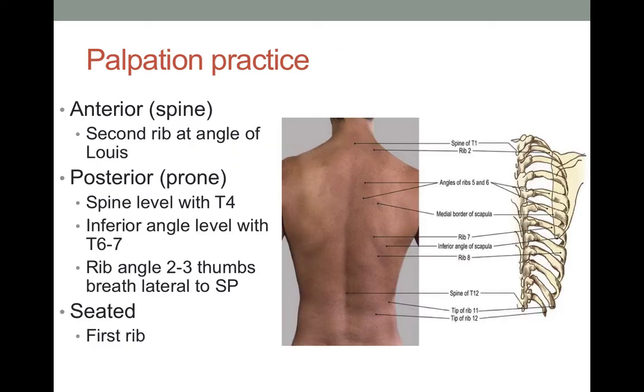You will get a chance to practice palpation in lab, but wanted to reference some common landmarks to be acquainted with. Anteriorly, when we palpate the ribs, we reference the angle of Louis as the location of the second rib. Posteriorly, we will palpate the ribs with the inferior angle of the scapula as the reference point. Also of note is the rib angle being 2 to 3 thumbs breadth laterally to the spinous process. While you are palpating, you are looking for pain, equal spacing between ribs, prominences, and depressions.